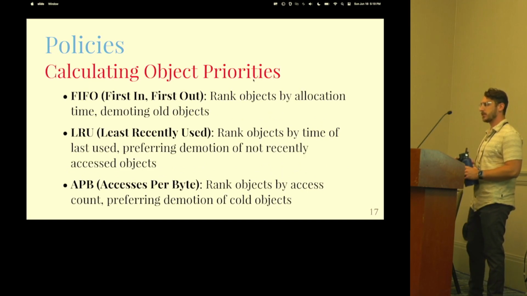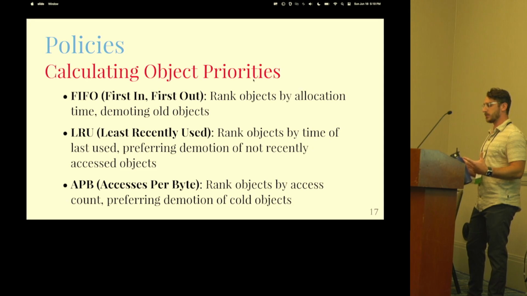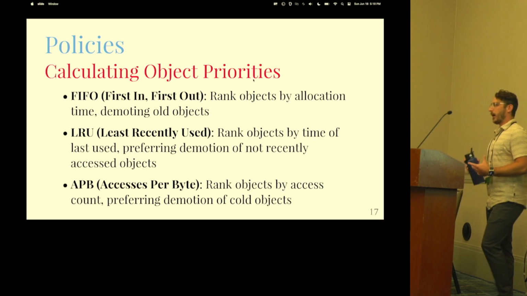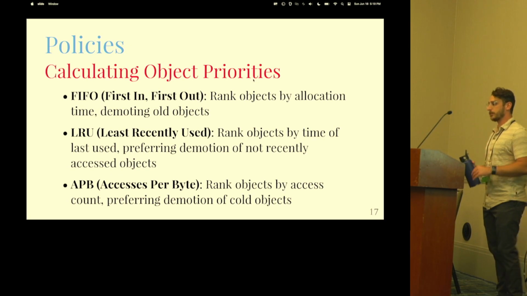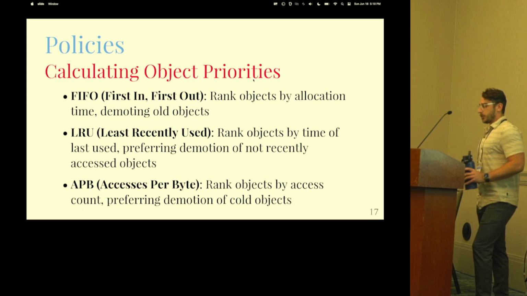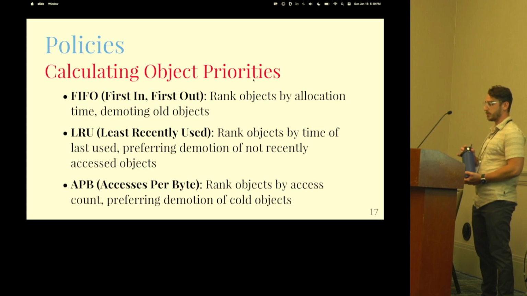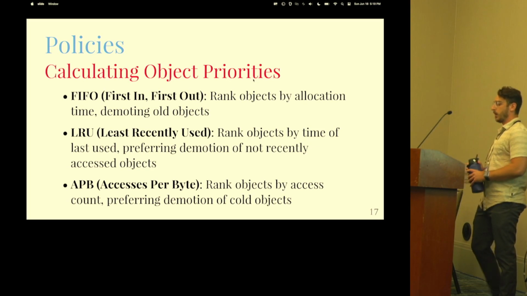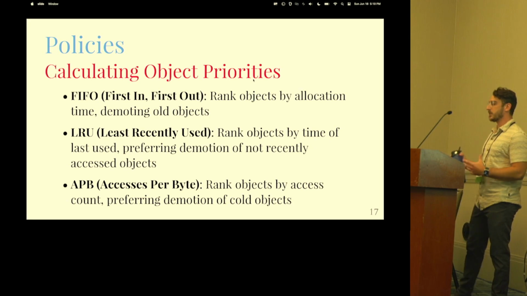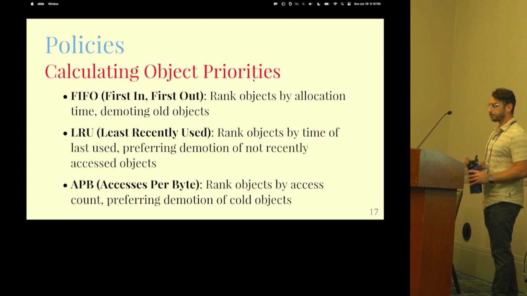So the second decision that we want to make in these policies is, how do we actually rank these objects and calculate how they should be prioritized for the upper tier? So again, we chose 3 policies to implement and evaluate in this study. The first one being FIFO, so first in, first out. And it looks at the timestamp of creation of this object, right? So newer objects are preferred for the upper tier and older are preferred for the lower tier.